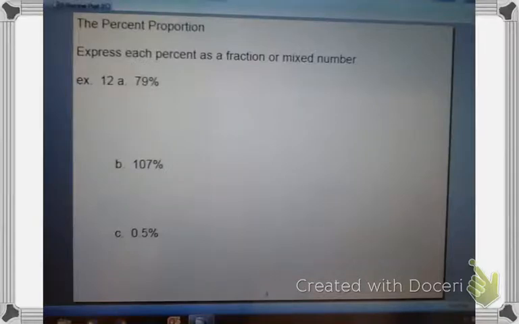This is Chapter 0 Review, Part 3. The percent proportion. Express each percent as a fraction or a mixed number. Percent means per 100.